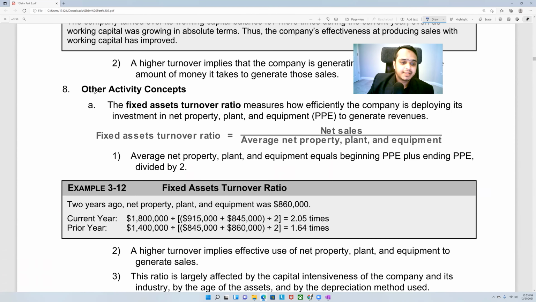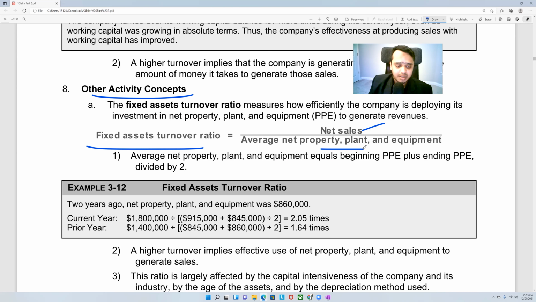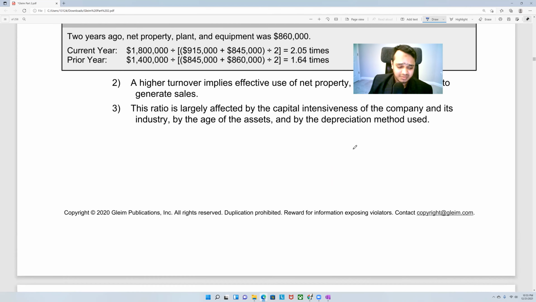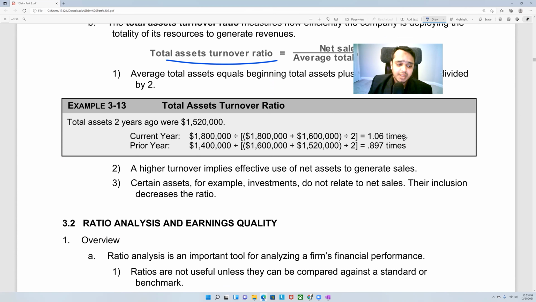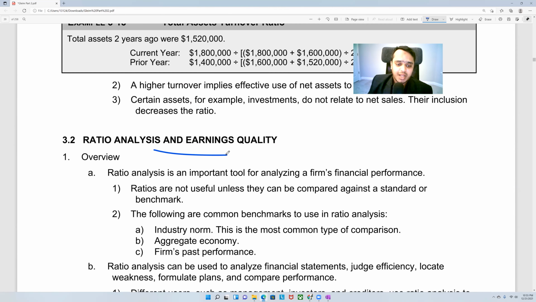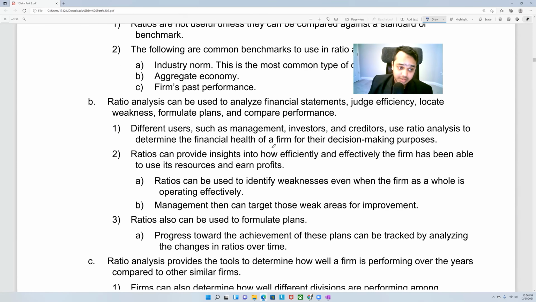Now, the other activity concepts which we need to do are the fixed asset turnover ratio, which is net sales by average net property, plant and equipment. Not that specific to be done, but you guys can go through it. Asset turnover ratio is net sales divided by average total assets. It goes with the name itself. Okay. Then ratio analysis and earnings quality.